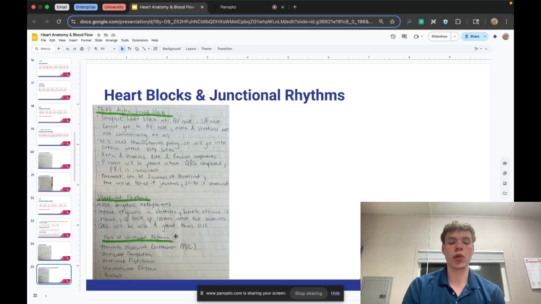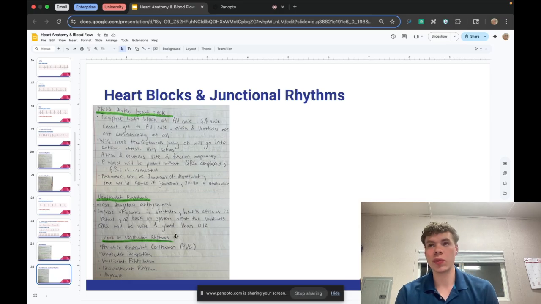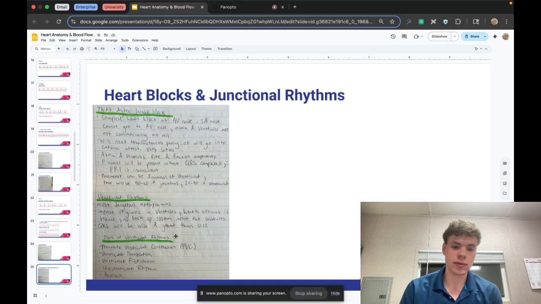And as I mentioned earlier, the reason why ventricular rhythms are so dangerous is that you have your SA node, your AV node, and then your ventricles, right? So after your ventricles, there are no more pacemakers, right? So if the ventricles fail, your heart isn't pumping blood, and then you will die, right?